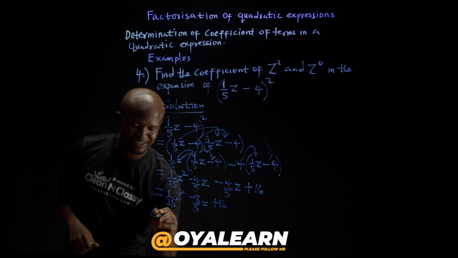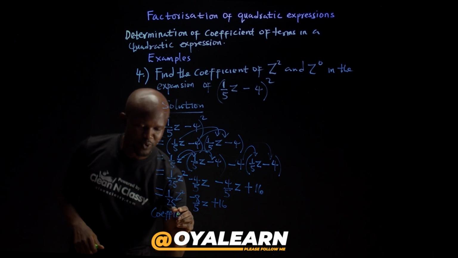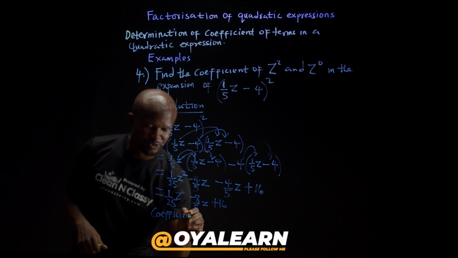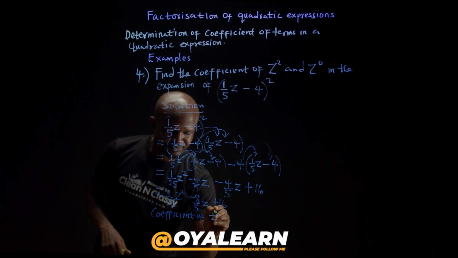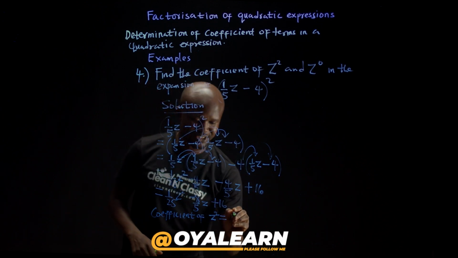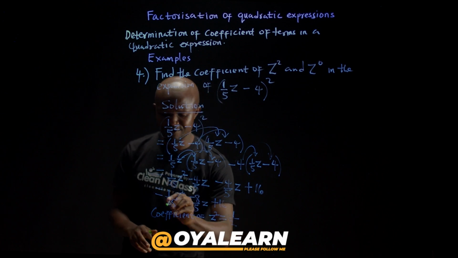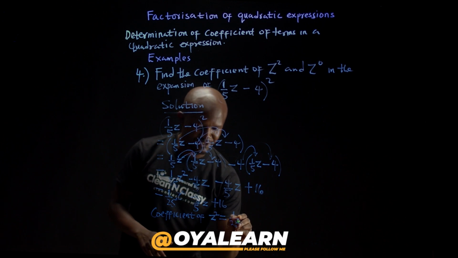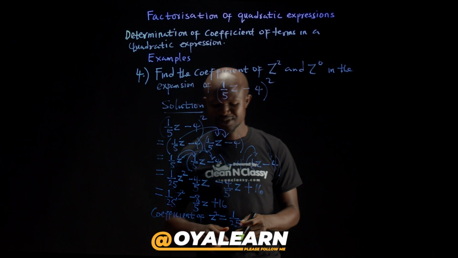Now, coefficient of z squared. Coefficient of z squared is the number in front of z squared. What is that? 1 over what? The number in front of z squared. That's 1 over 25. That's the number in front of z squared.